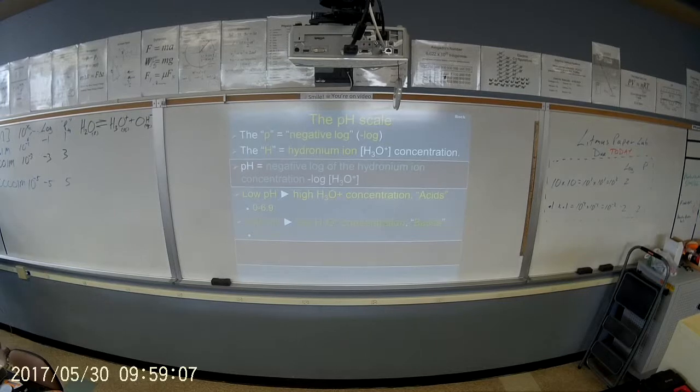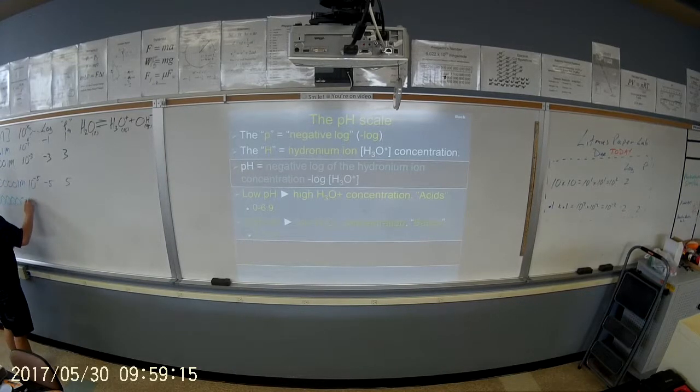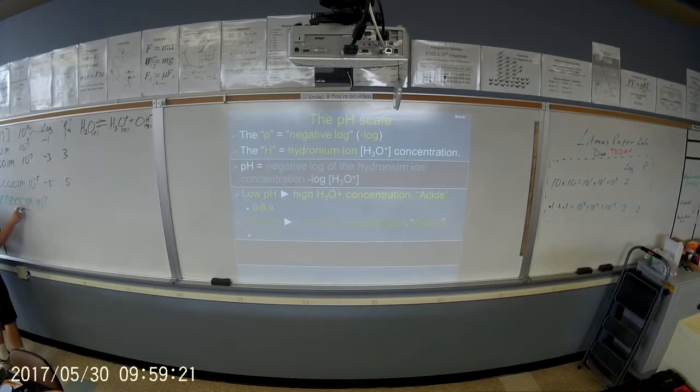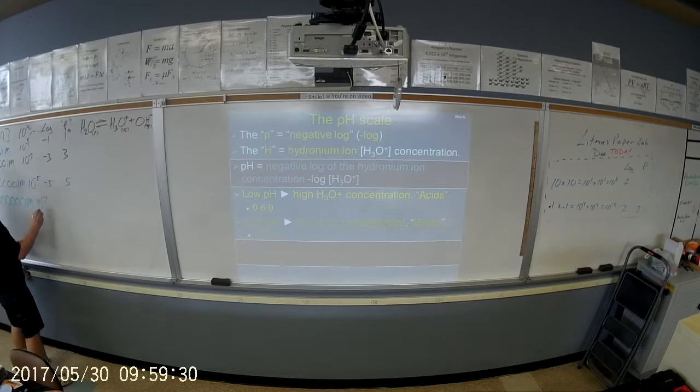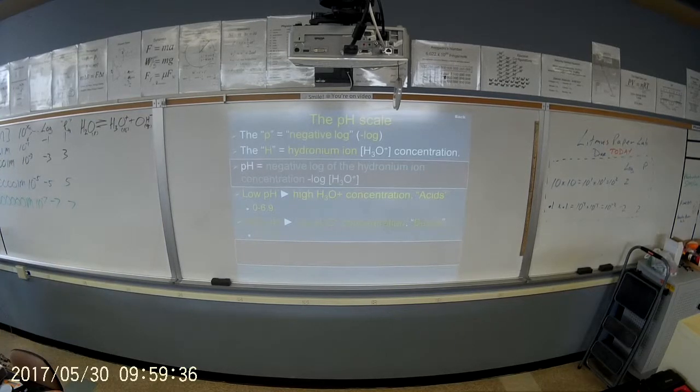Lastly, one where the concentration is 0.000001 molar. This would be 10 to the negative 7. 1, 2, 3, 4, 5, 6, 7. The logarithm would be negative 7, and the P would be 7. It's okay, I do the same thing. See the board, you can go right through it.